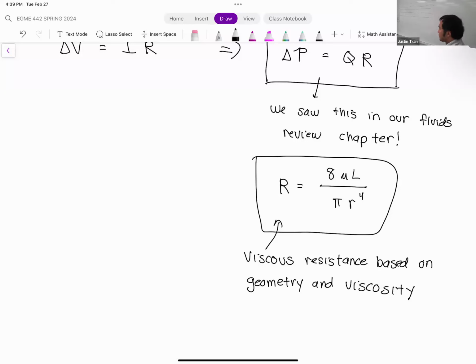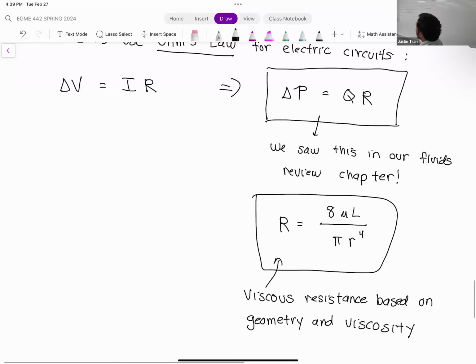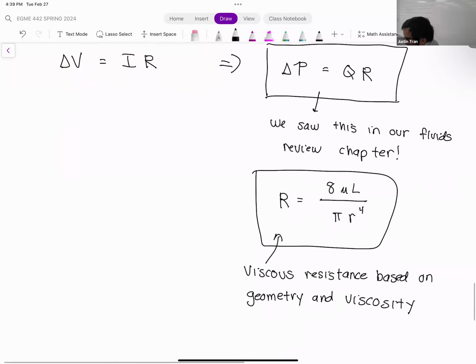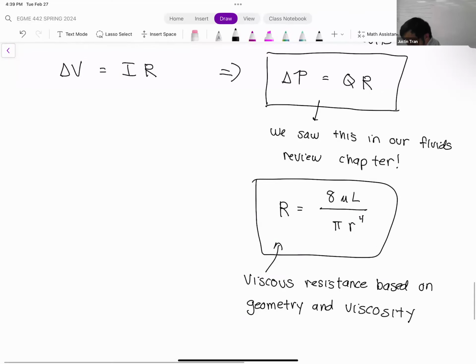Right, so this concept of relating pressure drop and flow rate in a blood vessel, we've seen it before. We've already discussed this at length a few weeks ago in this class. And so all I've done here is basically taken that concept and related it to the concept of electric circuits. Okay. All right. Any questions on this so far?